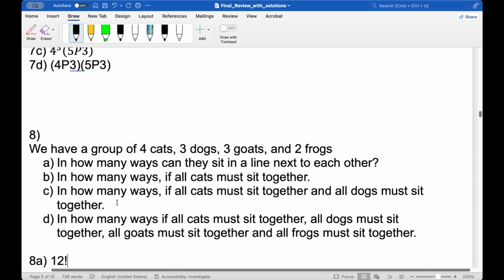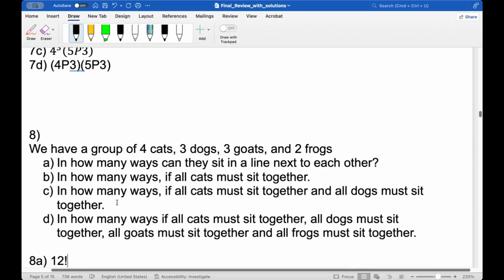All right, number 8. We have 4 cats, 3 dogs, 3 goats, and 2 frogs for a total of 12. How many ways can they sit in a line next to each other? So, no restriction here. We have 12 total, so it's 12 factorial.